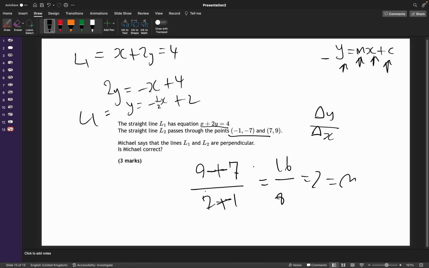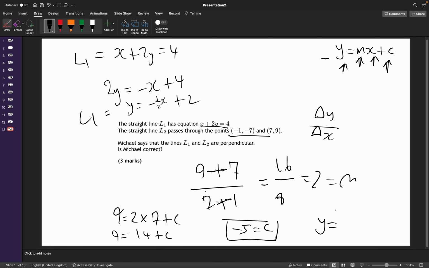And you can use any coordinate you want to find the equation because they're both on the line. Let's use this one because it doesn't have negatives. I don't want to deal with negatives right now. 9 is going to be equal to, because that's y, now we have the gradient, 2 times x, 7 plus c. 14 equals 9 plus c. Minus 14 on both sides, you get negative 5 equals c. That gives us the equation of y equals 2x minus 5.